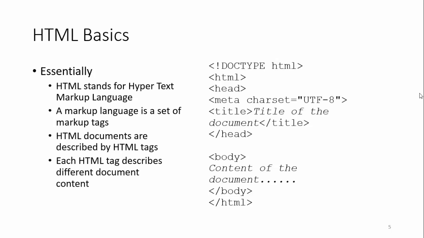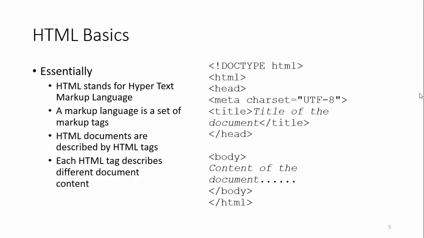Now a few HTML basics. As said, HTML stands for Hypertext Markup Language. A markup language is a set of markup tags. As you can see here, HTML documents are described by HTML tags, and each HTML tag describes a different document content. And on the right hand side you can see a simple template of an HTML5 document. We will try to explore this particular document in detail in a demo.